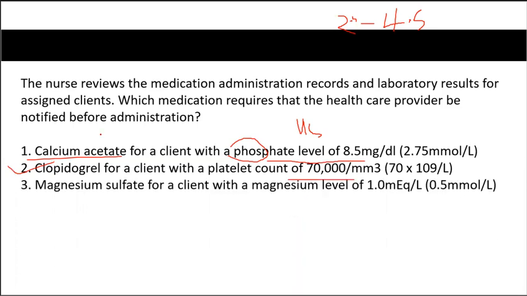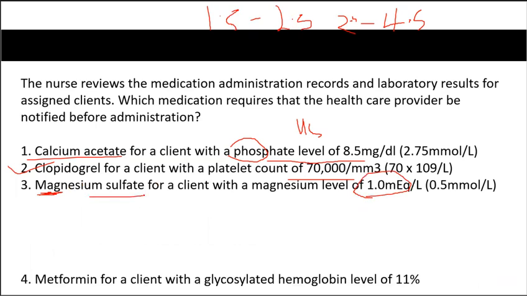Magnesium sulfate for a client with a magnesium level of 1.0. Mag reminds me of a magnifying glass. And I know that if I use a magnifying glass, it's going to magnify things to 1.5 to 2.5 times the normal size of what that thing is. So that tells me my normal magnesium level. And if I see a low magnesium level here, giving the client magnesium sulfate is not a bad idea.